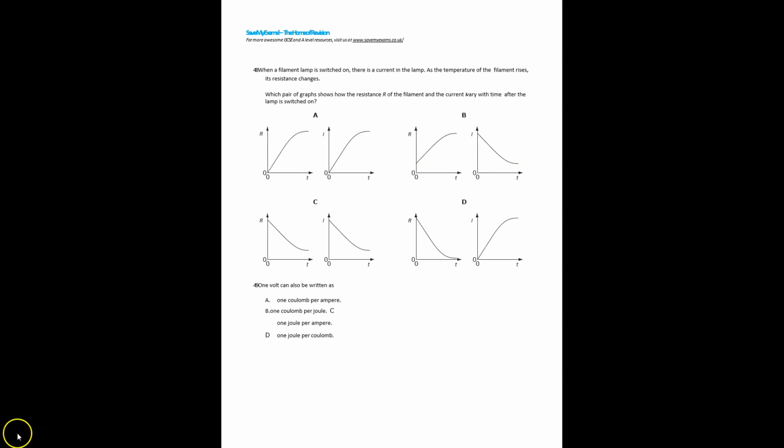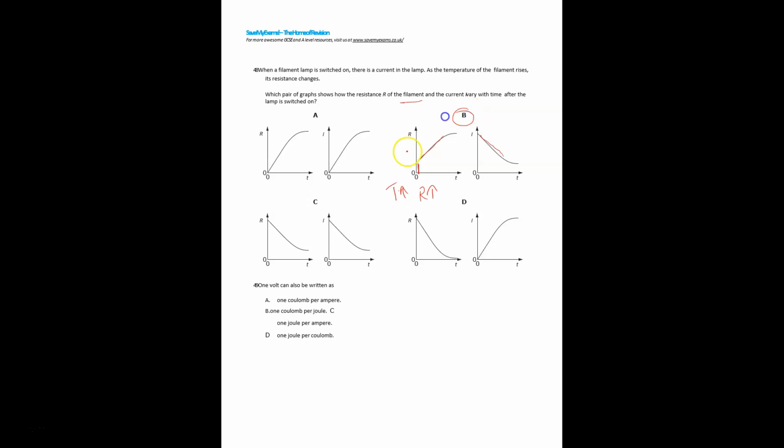Question number 48 is also, they ask which pair shows the resistance and current for the filament. Okay, initially the filament will have some resistance because the metal wire has resistance, and if you turn on the filament lamp, if the current flows through the filament, what happens? Temperature increases, resistance increases. So resistance increases, at the same time the current decreases.